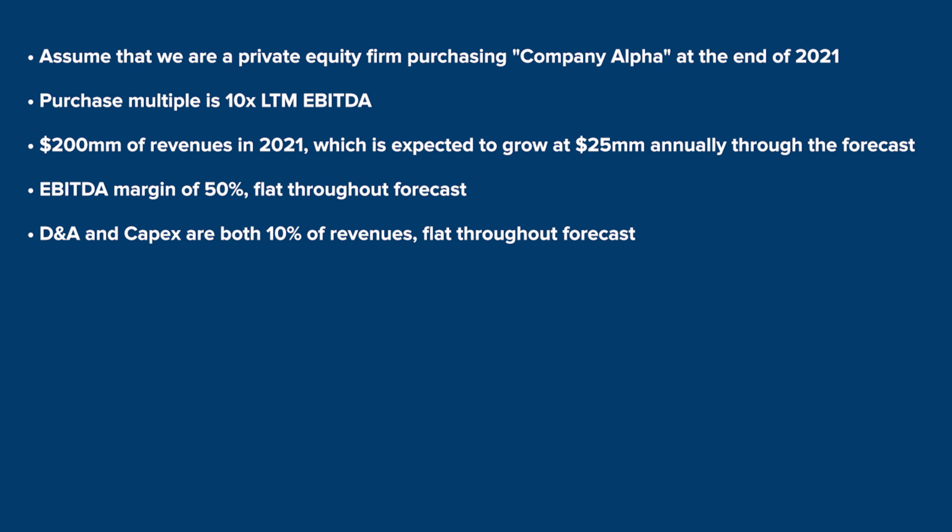D&A and CapEx both 10% of revenue, also flat throughout the forecast. No change in net working capital. The tax rate is 50%, which makes it simple to calculate.